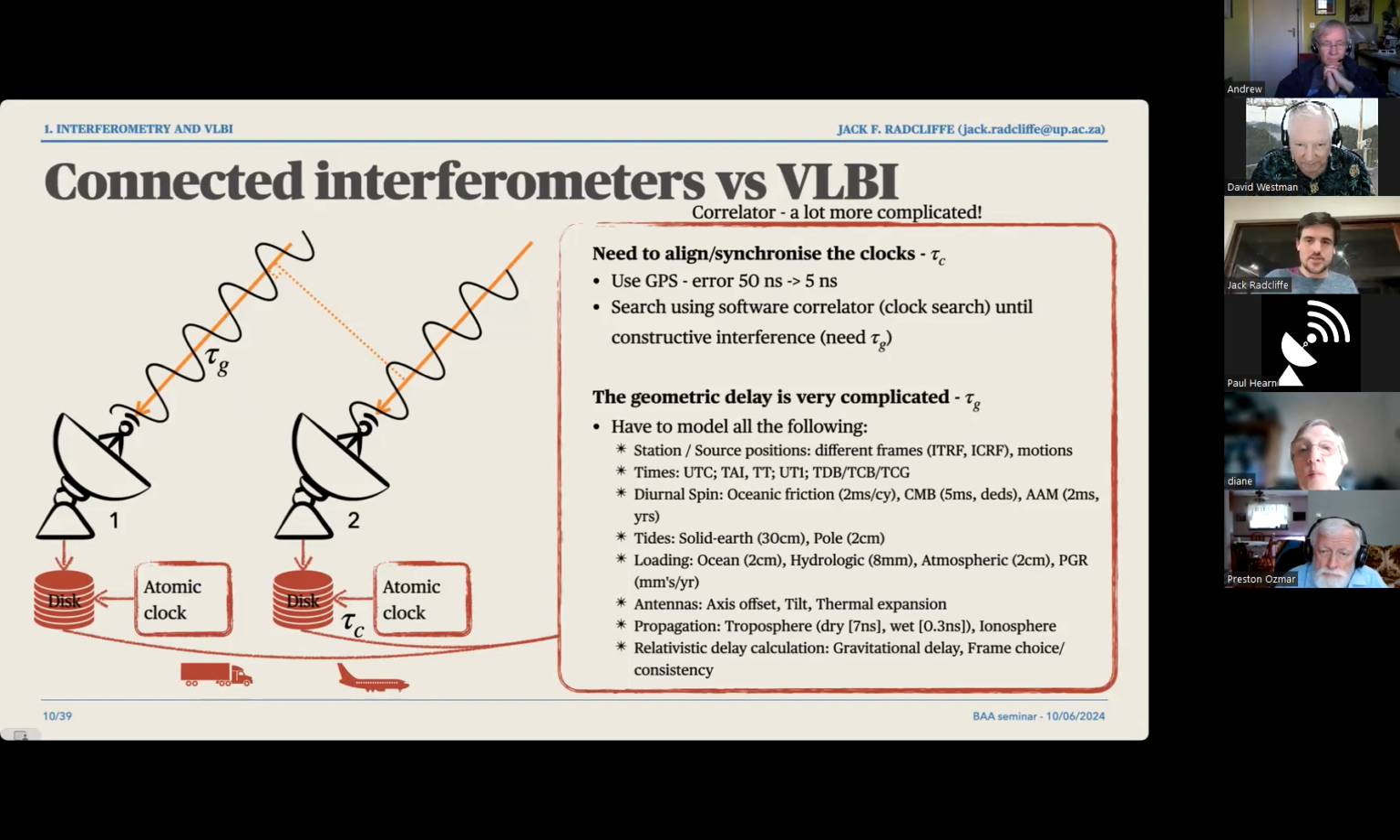So the first thing you have to do is align, or synchronize, the clocks. Every atomic clock doesn't tell the same time, which is kind of annoying. So we use GPS systems to be able to align this. That takes your error in the signals from 50 nanoseconds to 5 nanoseconds. And then we still need to search for where we get that interference signal at a maximum. And we call this clock searching.